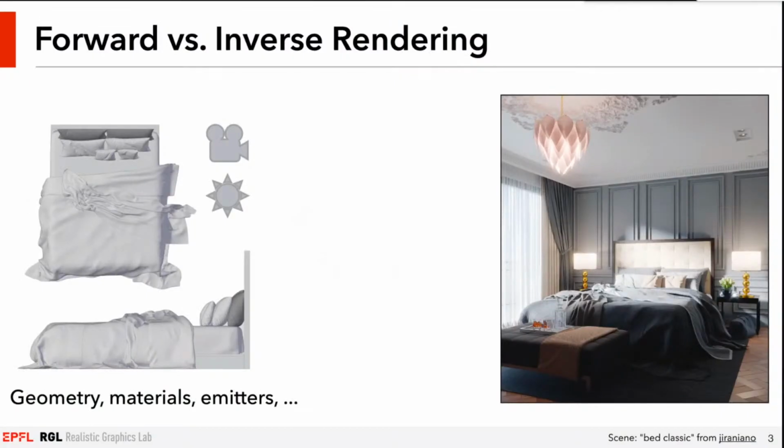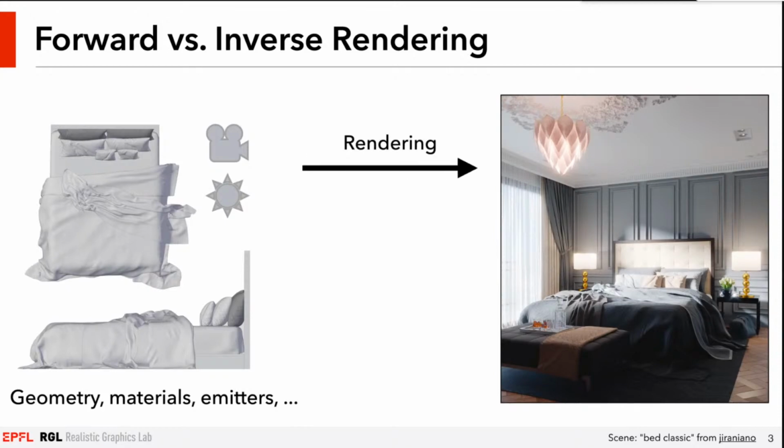So let's talk about rendering first, because differentiable rendering is a kind of rendering. When you work with a renderer, you normally start with some kind of scene description. So we have the shapes, materials, and positions of a variety of objects. And then we can run the renderer, and that's going to produce an output image.